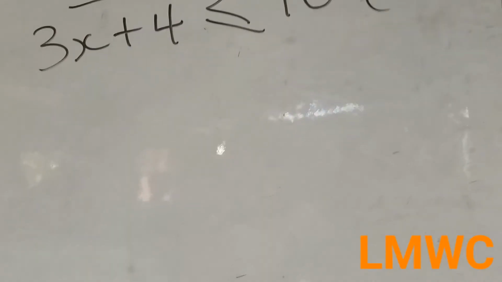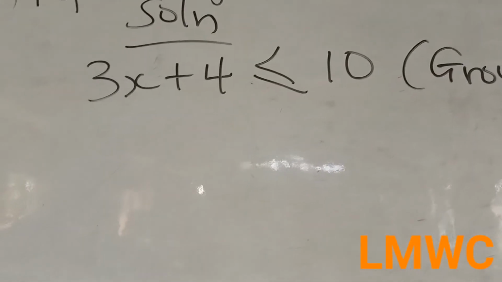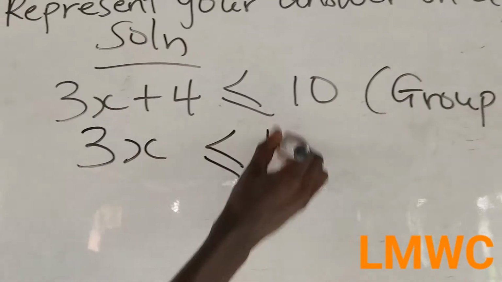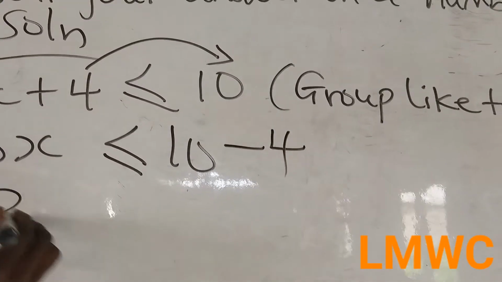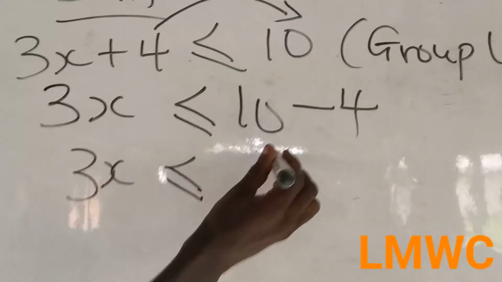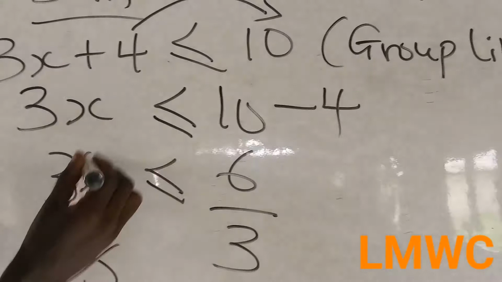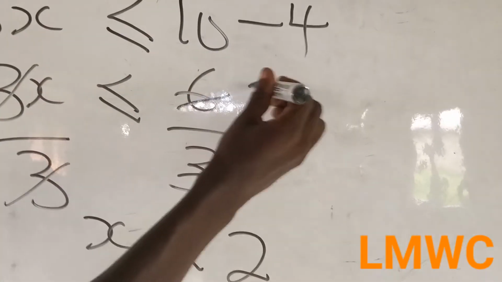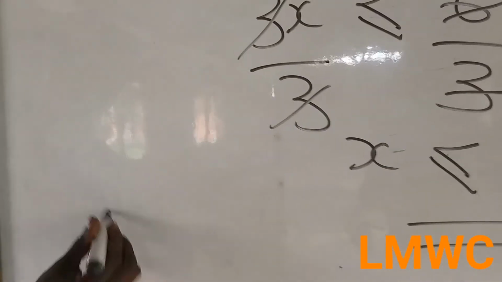Always let the term with the variable remain at the left hand side. It becomes 3x is less than or equal to 10, and once the 4 crosses, it becomes negative. So 3x is less than or equal to 6. You divide both sides by 3. x is less than or equal to 2, because 3 goes into 6, 2. This is our answer. You have been asked to represent this on a number line.